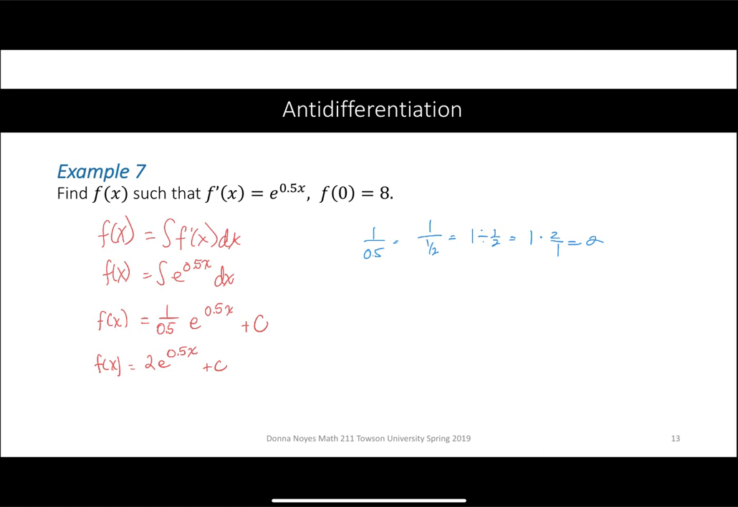So our last step on our problem is to say that we know f of 0 equals 8. So we know that f of x is 8 when x is 0. Well, that becomes e to the 0. Anything to the 0 power is 1. So this e to the 0 becomes 1. So we end up with 8 equals 2 times 1 plus c. Or, once again, 6 equals c.